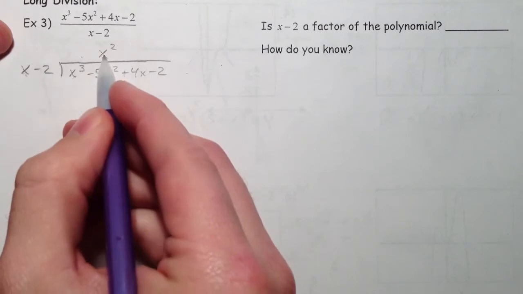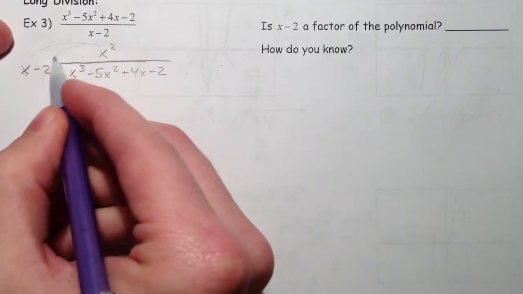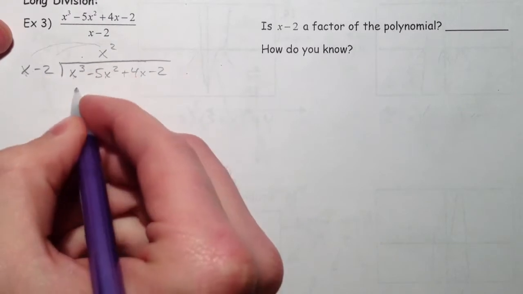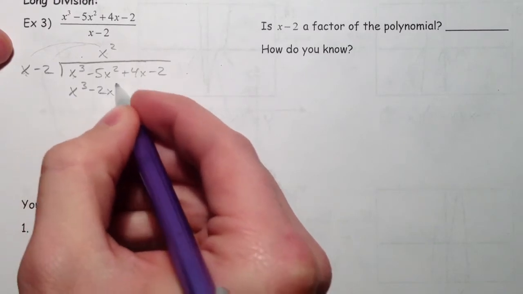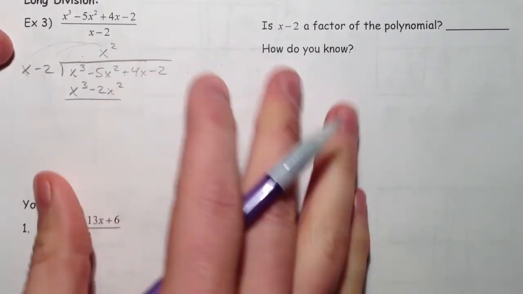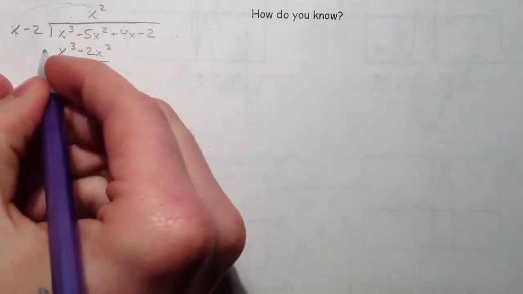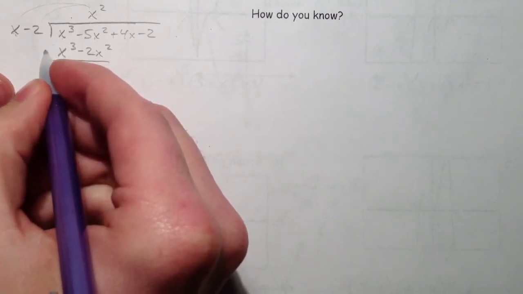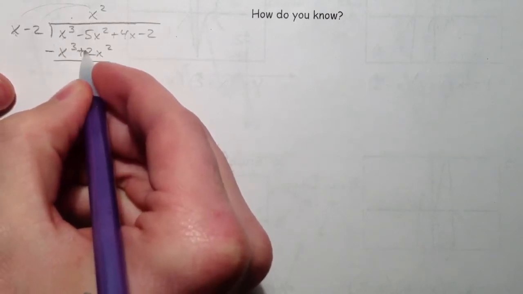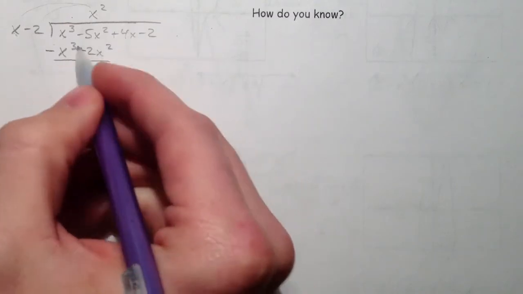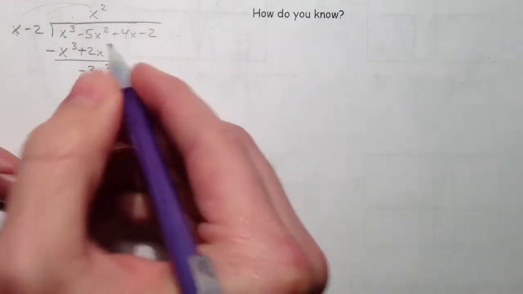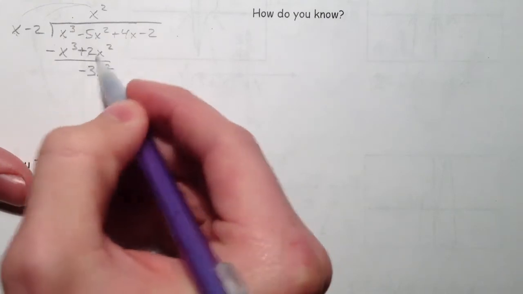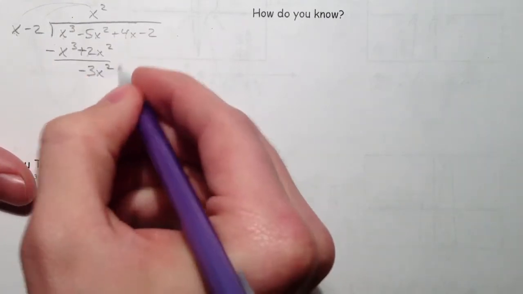X cubed divided by x is x squared, and now I take this x and I line it up. I multiply by both of those. X squared times x is x cubed. X squared times negative 2 is negative 2x squared. And what we did before, we subtracted at this point. You find out what the remainder is. So we subtract, and what I like to do is subtract by changing the signs and adding. And so that's 0. Negative 5 plus 2 is negative 3x squared. In other words, negative 5 minus a negative 2 is 3, because you're really adding. Okay, drop down the 4x.